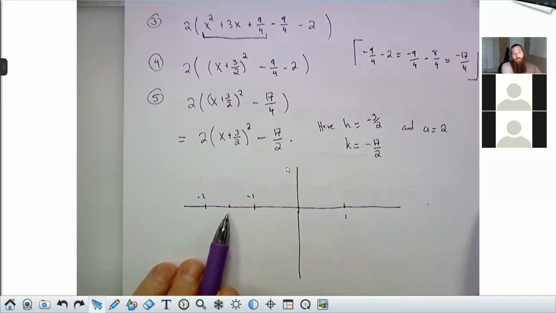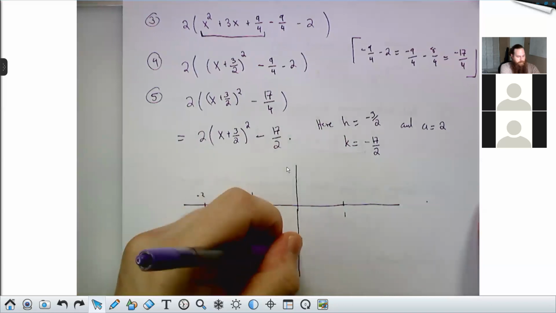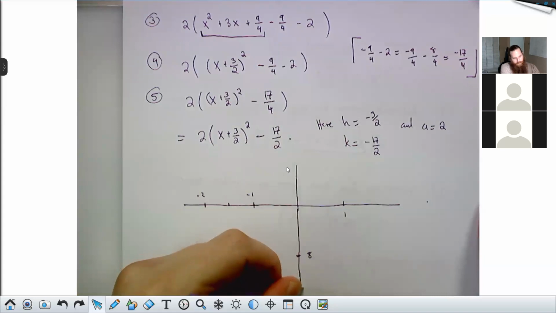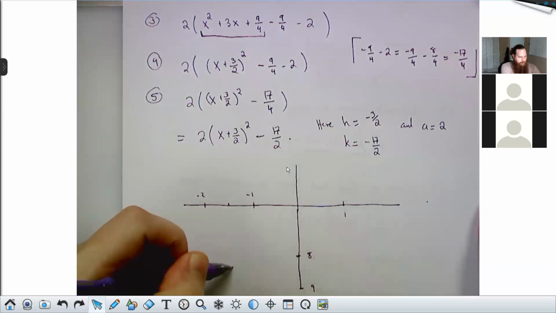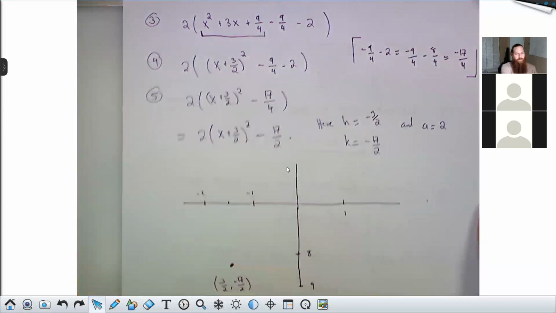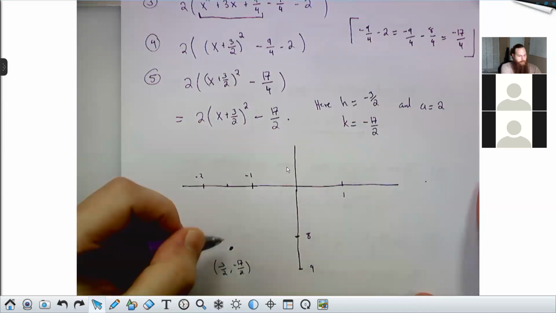-17/2, let's see, 16/2 would be 8, right? So 17/2 is 8.5. So I'm gonna come down here, I'll mark this as like 8, and this is like 9. So my h comma k, my vertex is right here. -3/2, comma, -17/2. I know the scale on the vertical axis is wonky. And then my parabola opens up.